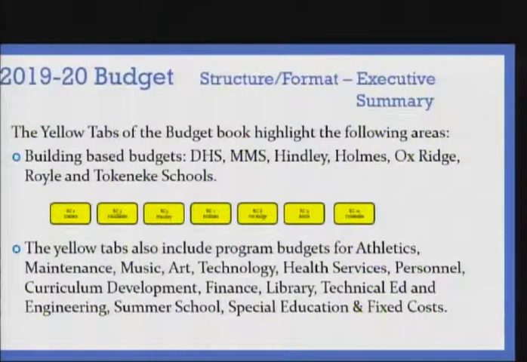The yellow tabs of the book, once again, highlight all of the elementary, middle school, and high school individual building-based budgets. It also includes the maintenance, the art, the technology, the health, the personnel, the curriculum development, and the finance as well.